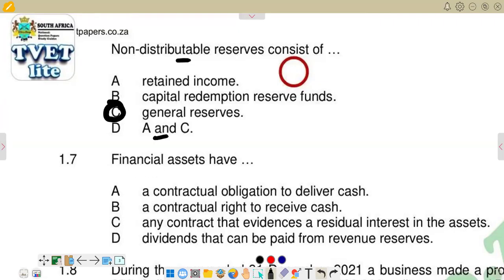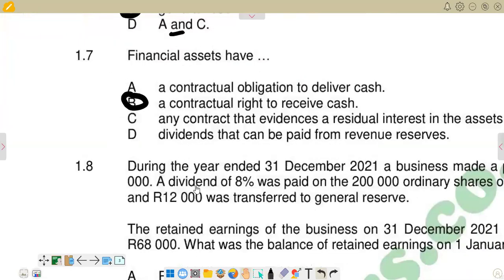Then we got 1.7. Financial assets are. According to the responses that we are given there, we would see that B is the most appropriate one. A contractual right to receive cash becomes the most appropriate according to the answer that we are given there. Then we go to 1.8.